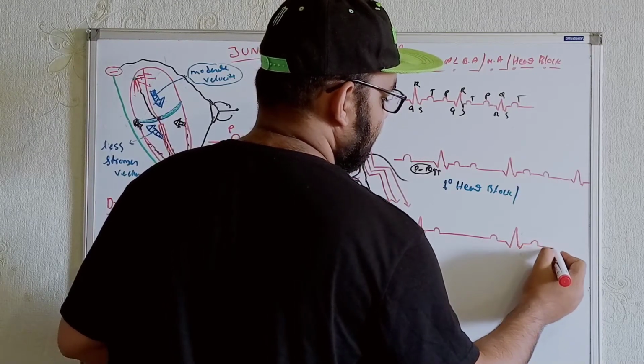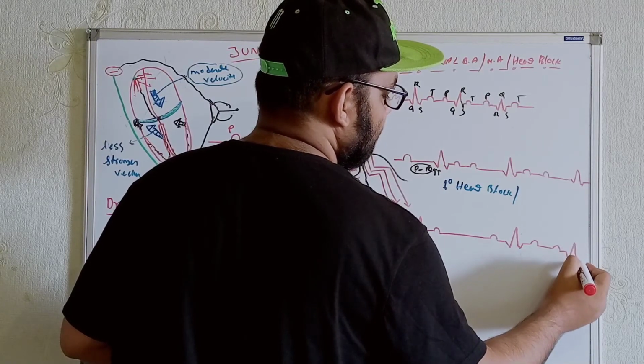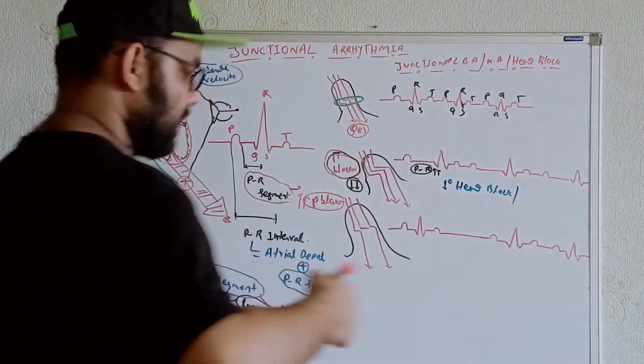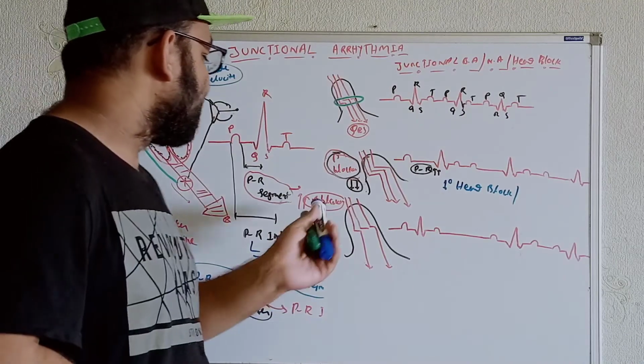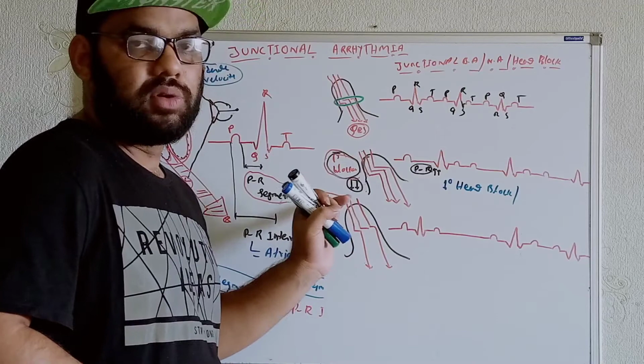Again we will get the P wave. Again we will get the QRS complex. Again we will get the P wave, for example. Now in these cases, see, whenever you increase the dose of the beta blocker, we will get some waves that will come from the what? From the AV node to the ventricles normally.